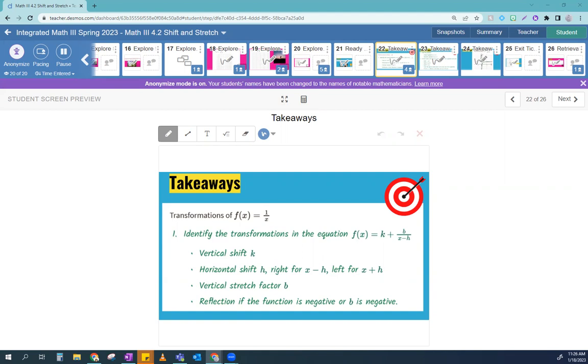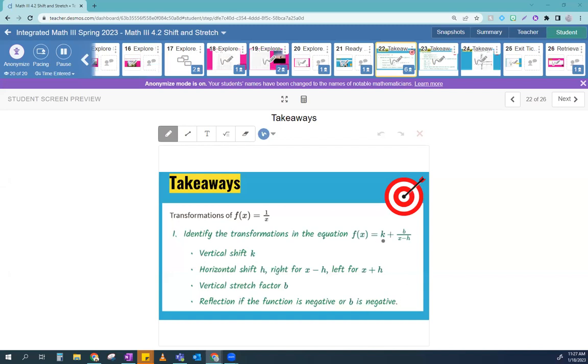Okay. So it says identify the transformation in the equation f of x equals k plus b over x minus h. You should have learned that the vertical shift was k. A lot of you got that. You should have learned that the horizontal shift is h, right? For x minus h, remember backwards land. Minus h makes you think of going left, right? But remember, x lives in backwards land. What you think is right is really left, and what you think is left is really right. So left for x plus h. Vertical stretch factor of b, remember this guy right here, and you understand what it's stretching. It's stretching away from kind of like the intersection of your asymptotes. And then reflection if the function is negative or b is negative.